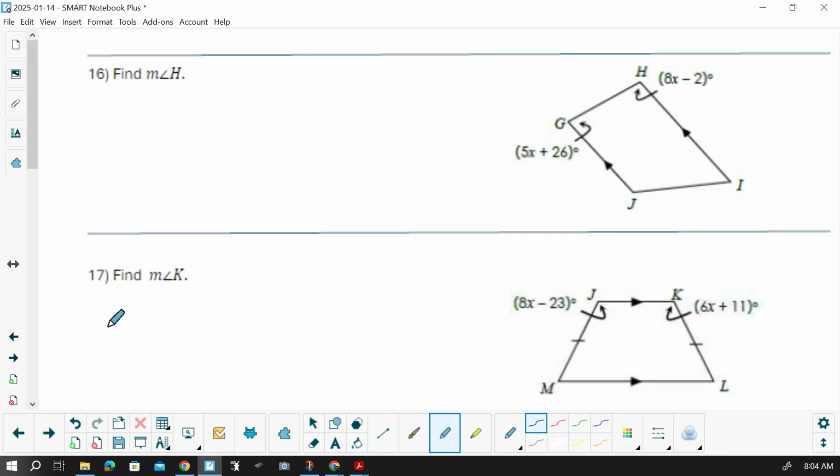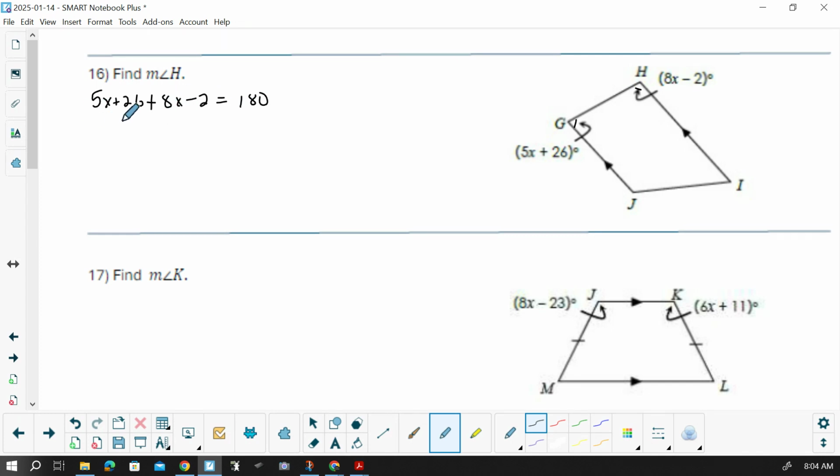Okay. Page 4, number 16. All right. Now this is a trapezoid. So these angles here between the two parallel lines add up to 180. So this 5x plus 26 and this 8x minus 2, instead of being equal, we're going to add them up. They're going to equal 180.